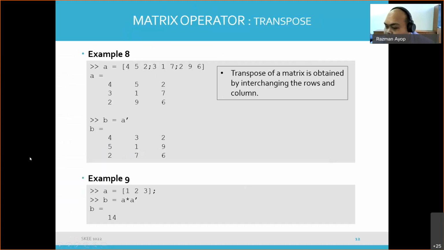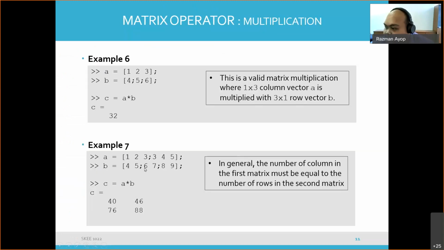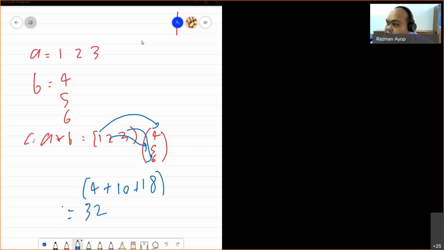Okay, next, example 7. So you can see here 1, 2, 3, 3, 4, 5. So this one is a 2 multiplied by 3 matrix. And this one is a 3 multiplied by 2 matrix. So if you try to use your MATLAB, try to do this, but with different numbers. Make sure you use different numbers.